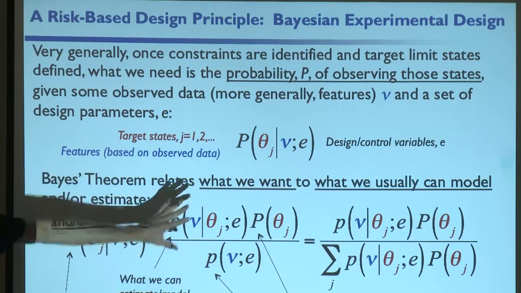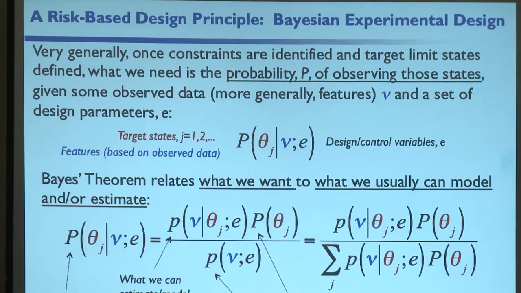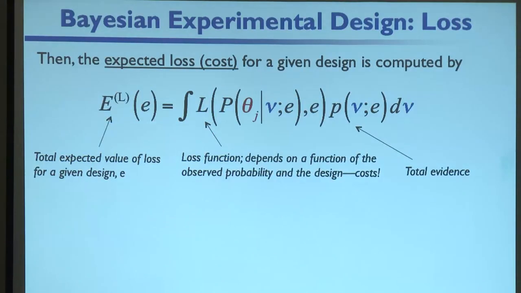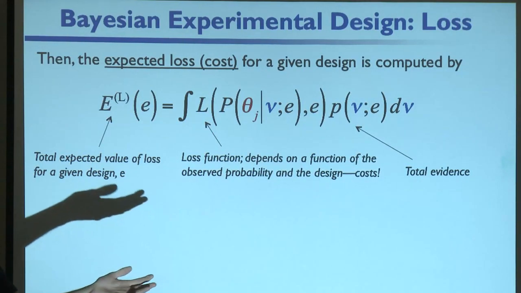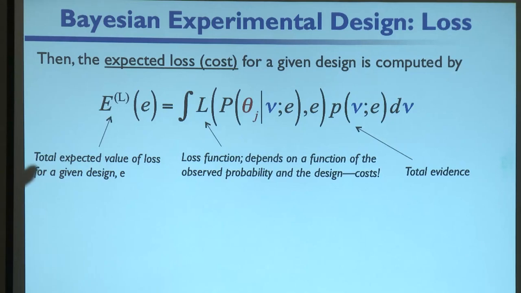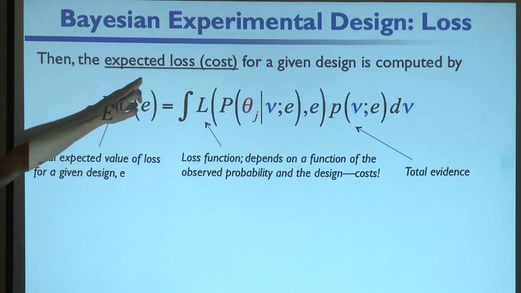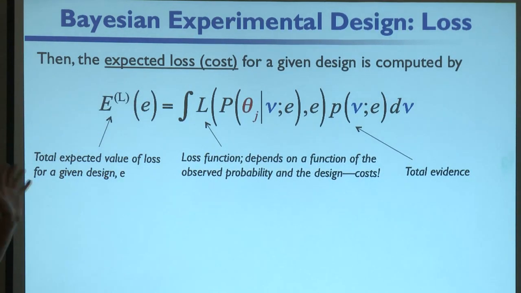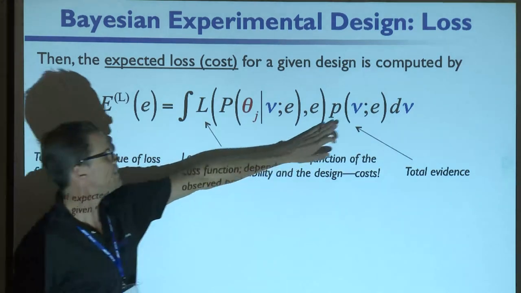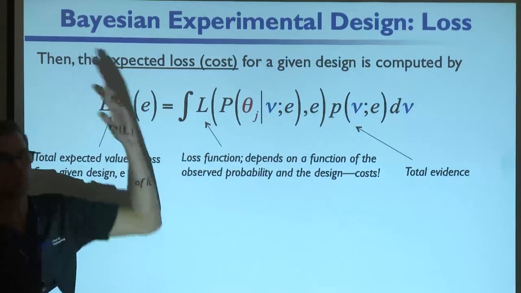So this is the fundamental Bayes physics, if you will, or mathematics behind why philosophically we're trying to do what we're trying to do. If that's the case, now I've got to bring in the consequences, or the loss, the cost then of all of that probability. This is just a definition. I didn't make this up either. Okay? The expected cost for any given design is just the evidence weighed by some cost function.